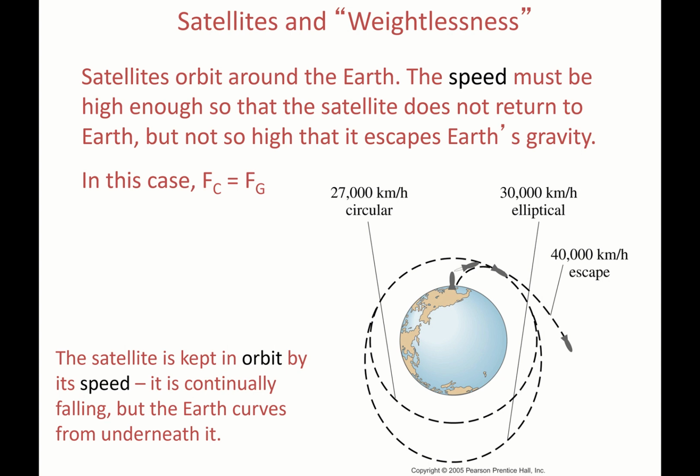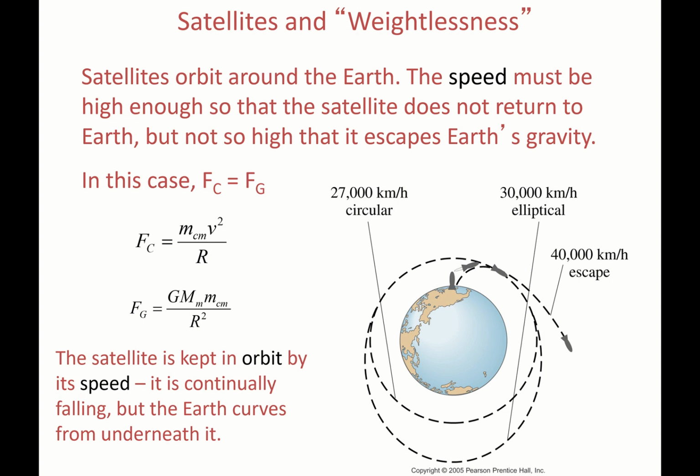So if they want to send something out to the edges of the solar system, they have to give it at least a 40,000 kilometer per hour initial speed. So when something is orbiting in a circular loop around the planet, the centripetal force is provided by the gravitational force. So remember, centripetal force is mv squared over r, and gravitational force is GMm over r squared. And so the satellite is kept in orbit just by its speed.